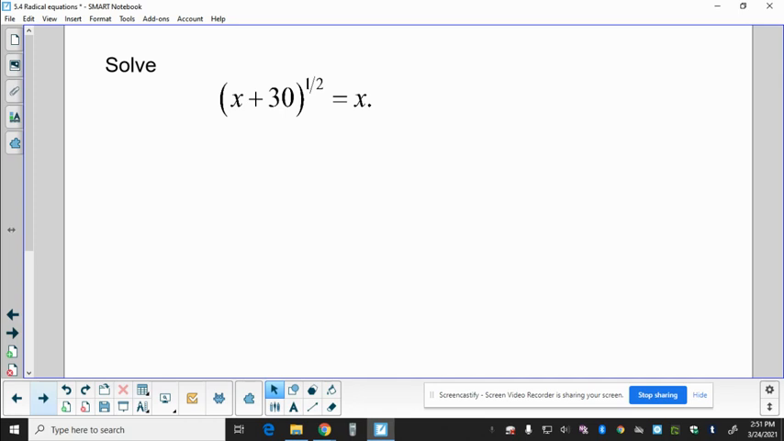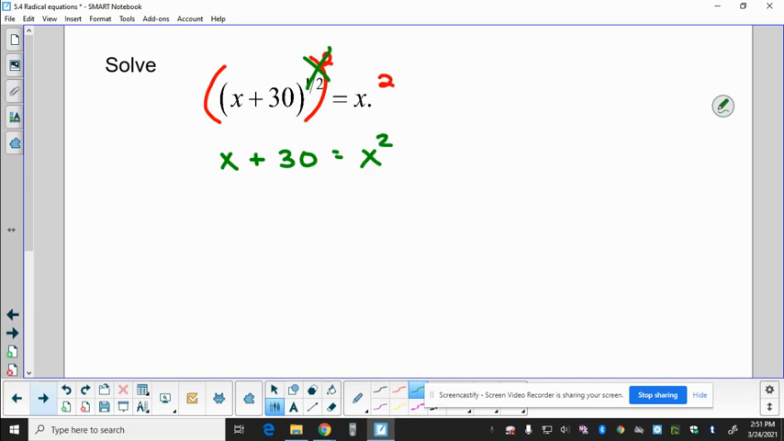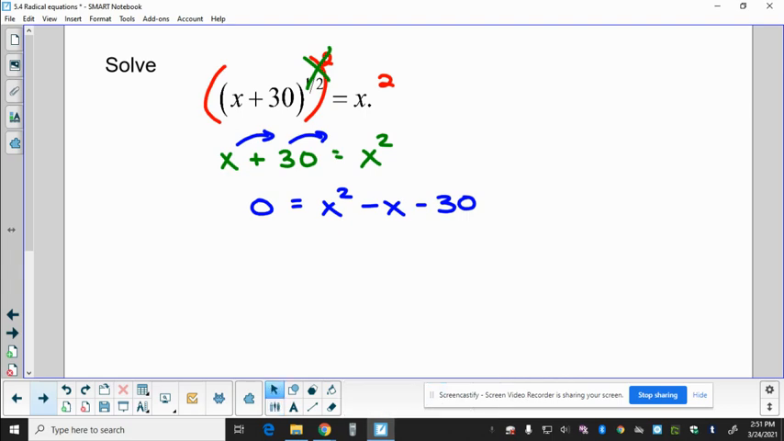All right, let's try this one. What would you do first? All right, well, I think what I would do is I would square both sides. And by squaring both sides, 2 times 1/2 cancels itself out. Now the next thing I'm going to do is I'm going to move both those terms the other side. And I am going to factor.